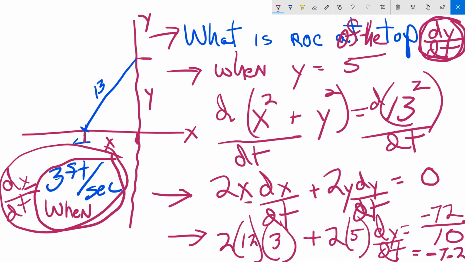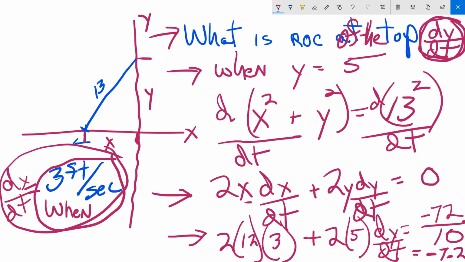Feet per second. Yeah. So the y is falling quite a bit faster than the x is sliding. X is only moving at 3 feet per second. The y is moving at, its speed is 7 feet per second. Velocity is negative 7. That's the difference between speed and velocity. Velocity always has a sign.